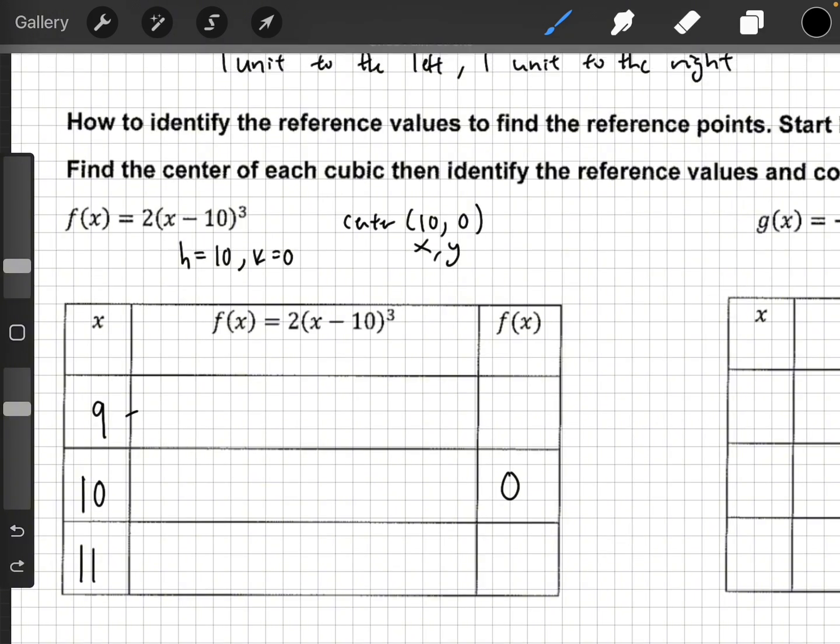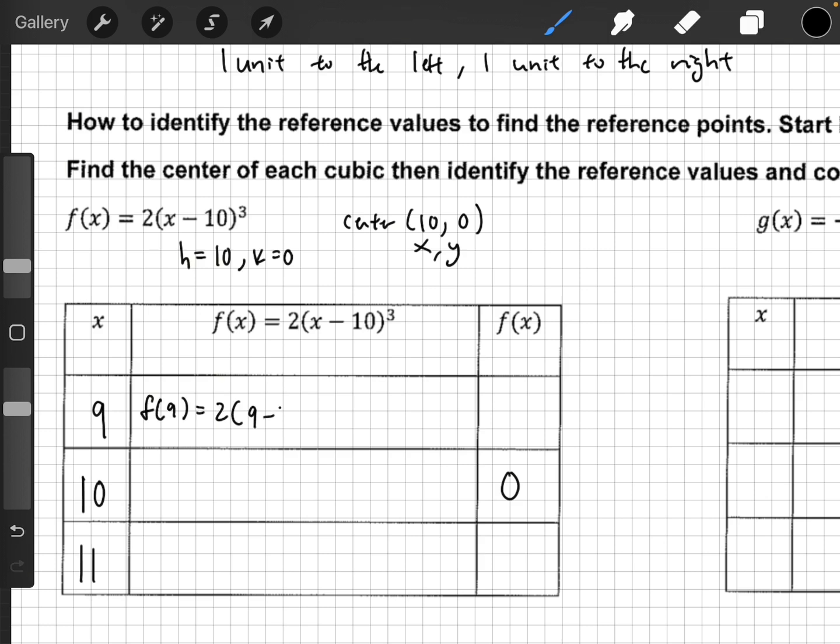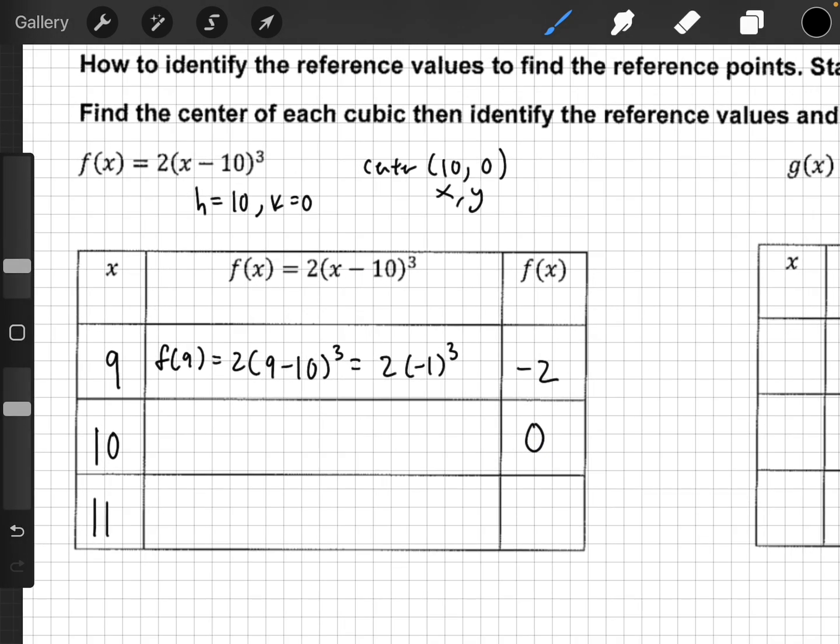Next, we'll plug this x value in to this equation to find f of x. So f of 9 equals 2 times (9 minus 10) cubed. 9 minus 10 cubed equals 2 times -1 cubed, which equals -2. And for f of 11, 2 times (11 minus 10) cubed equals 2 times positive 1 cubed equals positive 2.